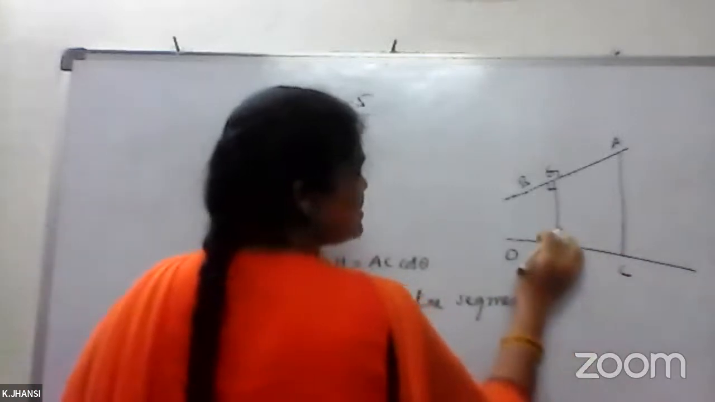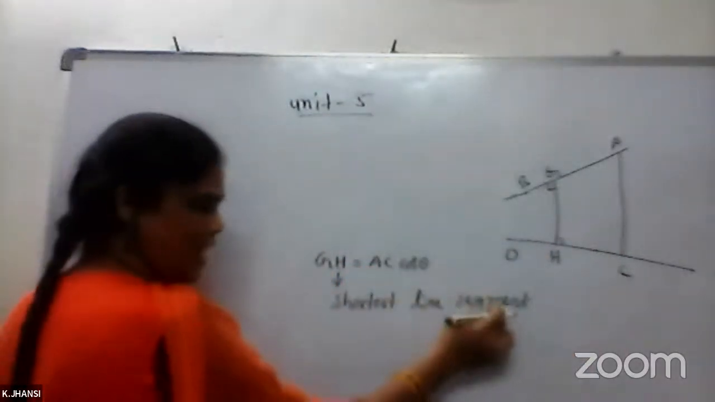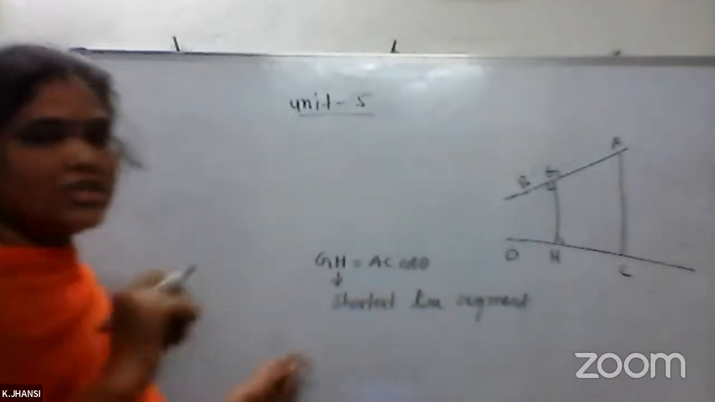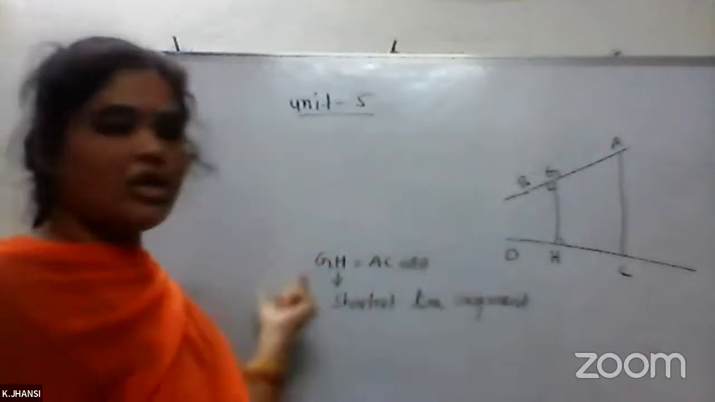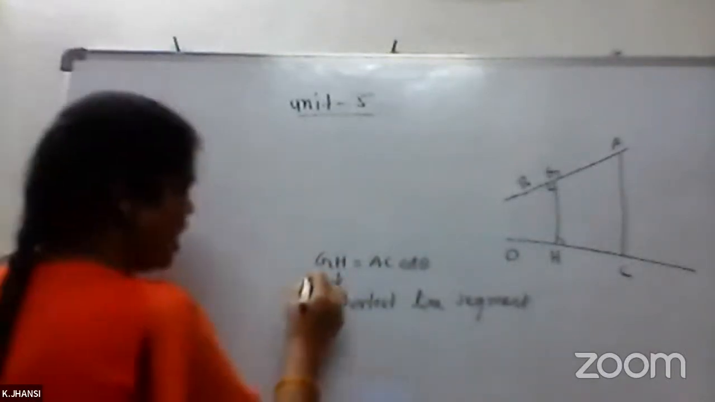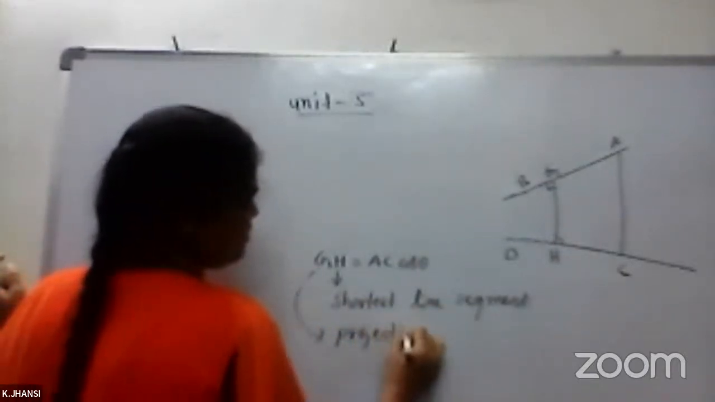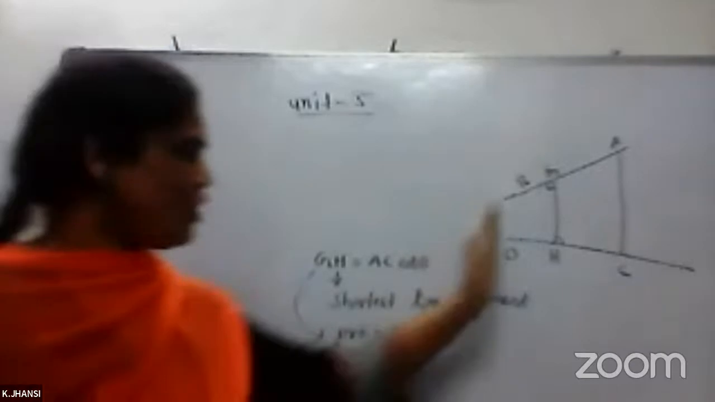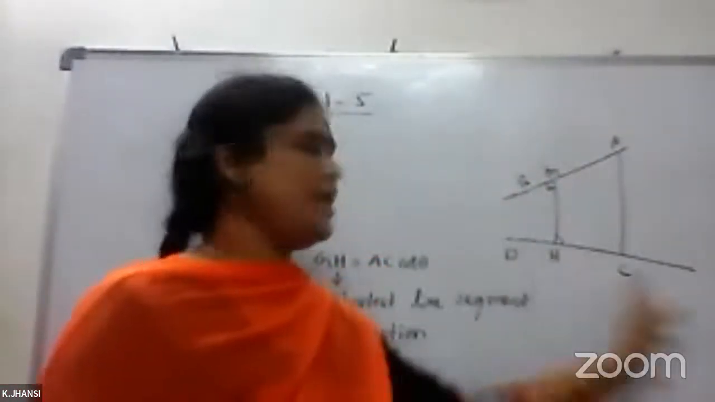So compared to this one, this is the small one. So whatever the GH is there, it is the shortest line segment, and we are having a 10 marks problem, that is finding the shortest line segment. So we have to find the GH value. GH is the projection of AC. Okay. So this line is a projection of AC on lines AB and CD.